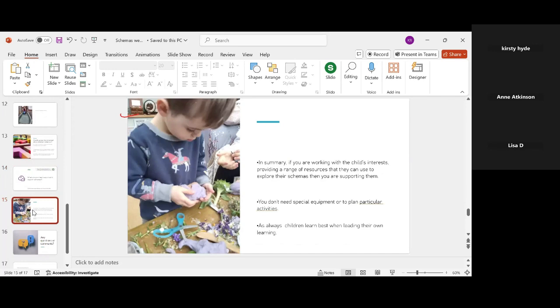Yes, I think, like I said, don't get too hung up on what type of schema it is, because they overlap so much. Children's brains are so clever, aren't they? They're doing more than one thing at once. So yeah, if that's a repeated pattern of behavior, then let's call it a schema. It doesn't really matter if it's a trajectory or not, but just provide resources for them to do that.